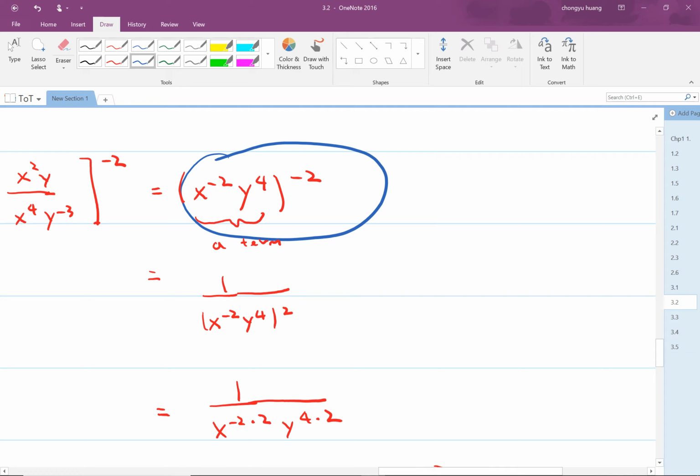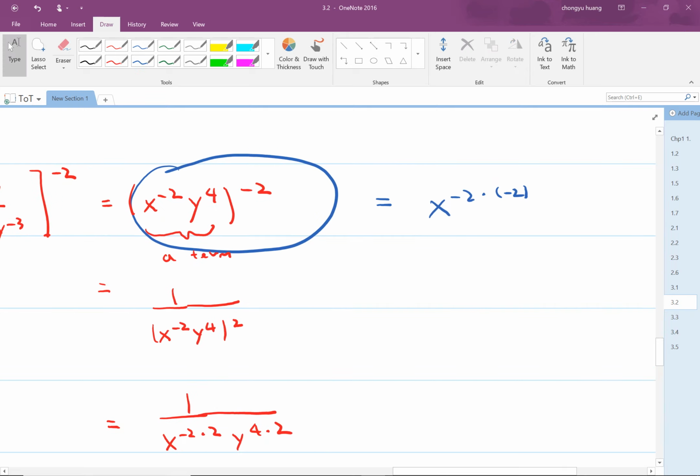Maybe some people say, why don't you just multiply the thing in, right? Why don't we simply multiply x to the negative 2 by negative 2, and then y to the 4 multiplied by negative 2? Why can't we do that, right? Some people may just do that because they see there's a negative 2 power outside, right?